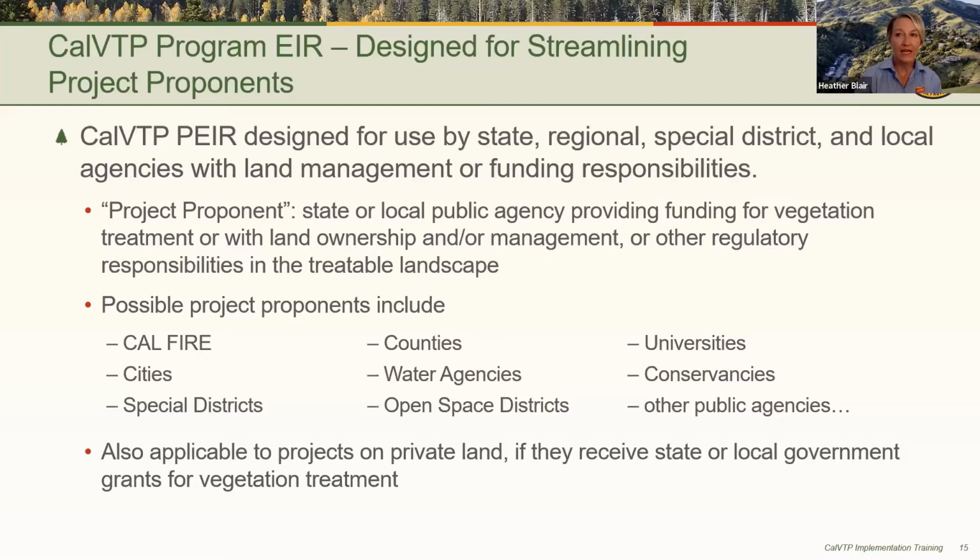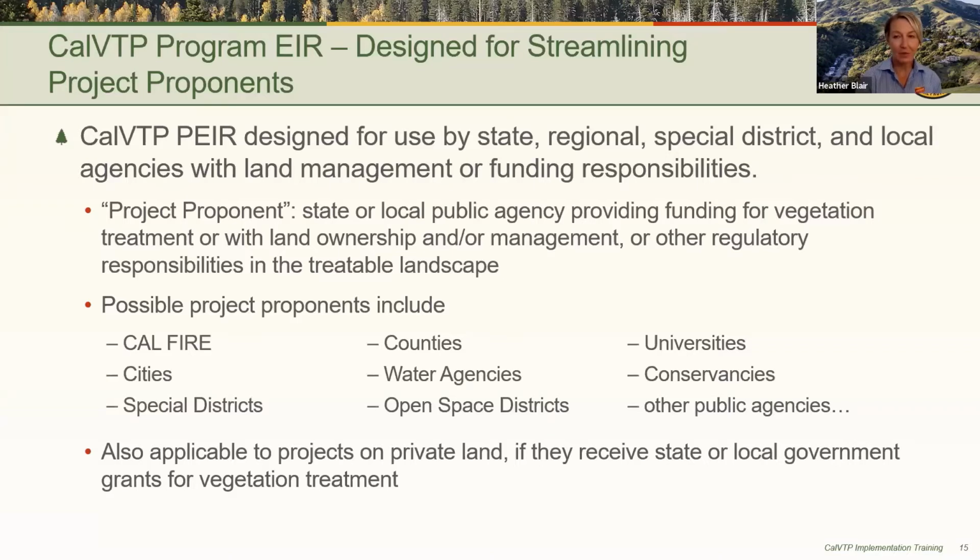So the term that's used for an agency that could use the CalVTP program EIR is project proponent. And a project proponent is defined as a state or local public agency providing funding for vegetation treatment or with land ownership or land management or other regulatory responsibility in the treatable landscape. It is anticipated that CAL FIRE will be the most frequent user of the program EIR, given its major role in implementing vegetation treatment and as a grant funding source.